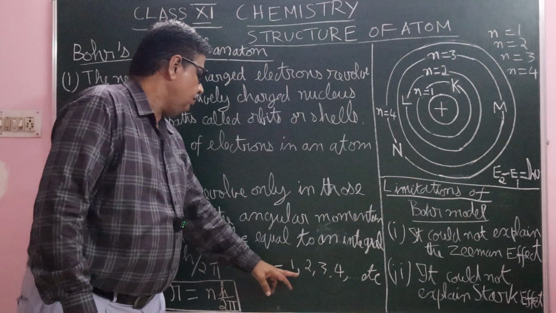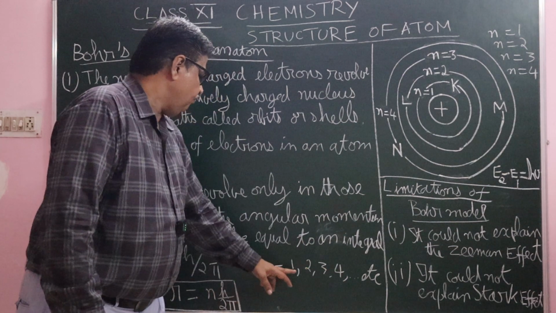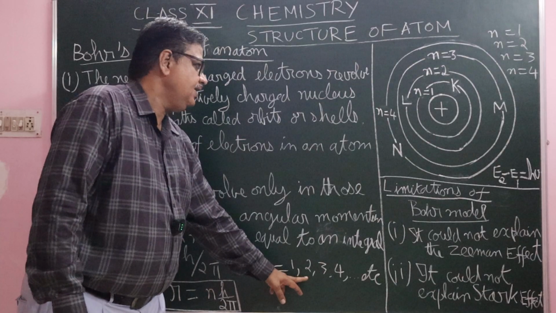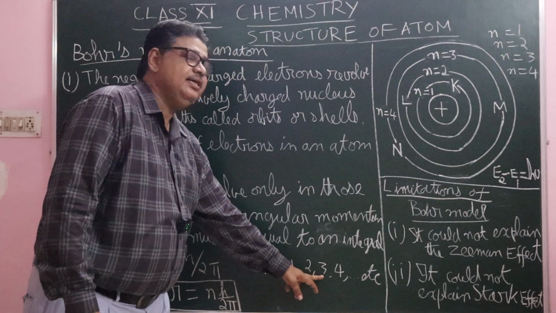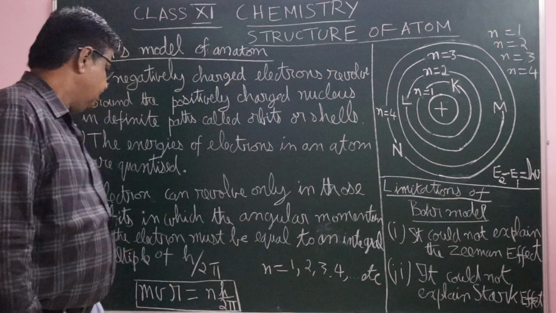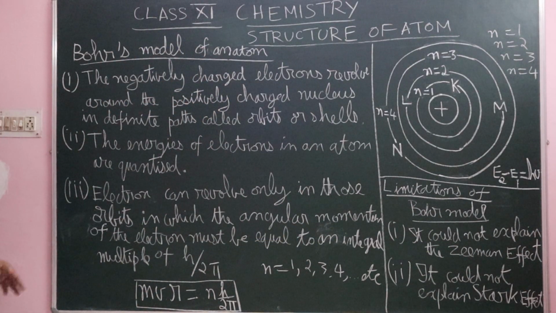n can be 1, 2, 3, 4. When n is equal to 1, it is K shell. When n is equal to 2, it is L shell. When n is equal to 3, it is M shell. When n is equal to 4, it is N shell. Like that. So these are the postulates of Bohr's model.